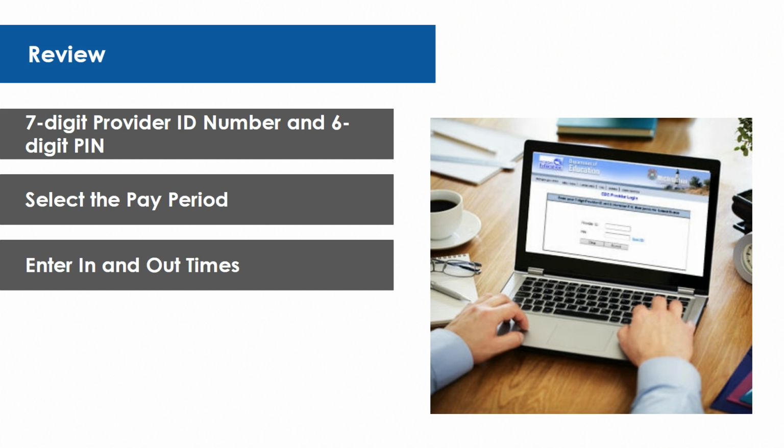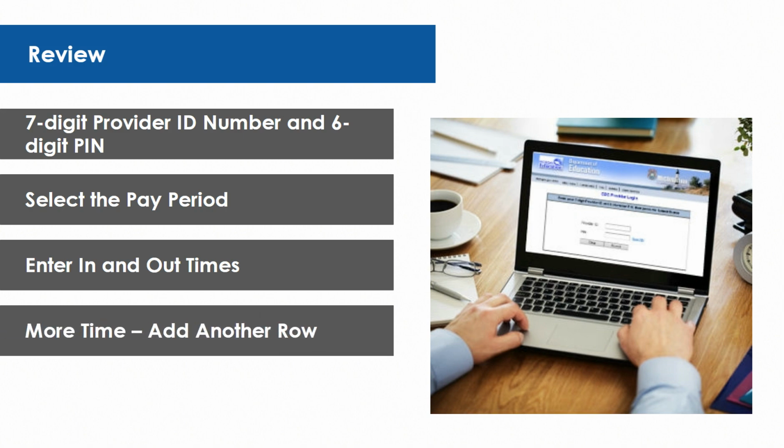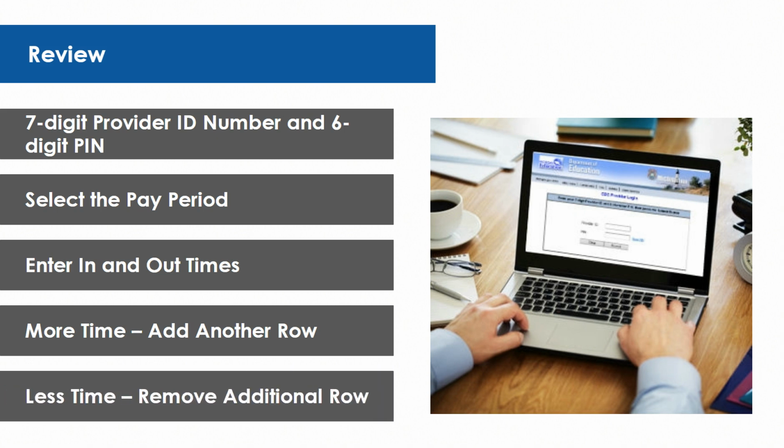To bill for care such as before and after school care or overnight care, you will need to click on the More Time button to add another row to enter time. You can add up to 2 additional rows to enter more billing times for a child. If you click on Less Time, the additional row you added will disappear. If you've entered any billing information, it will not be counted or submitted.